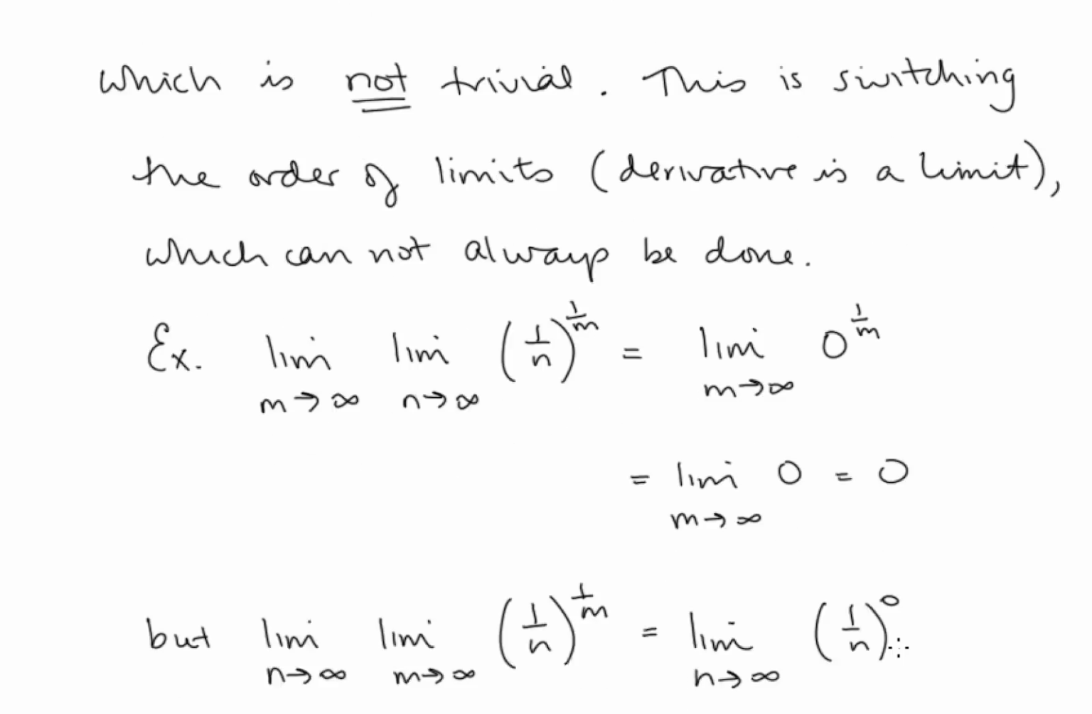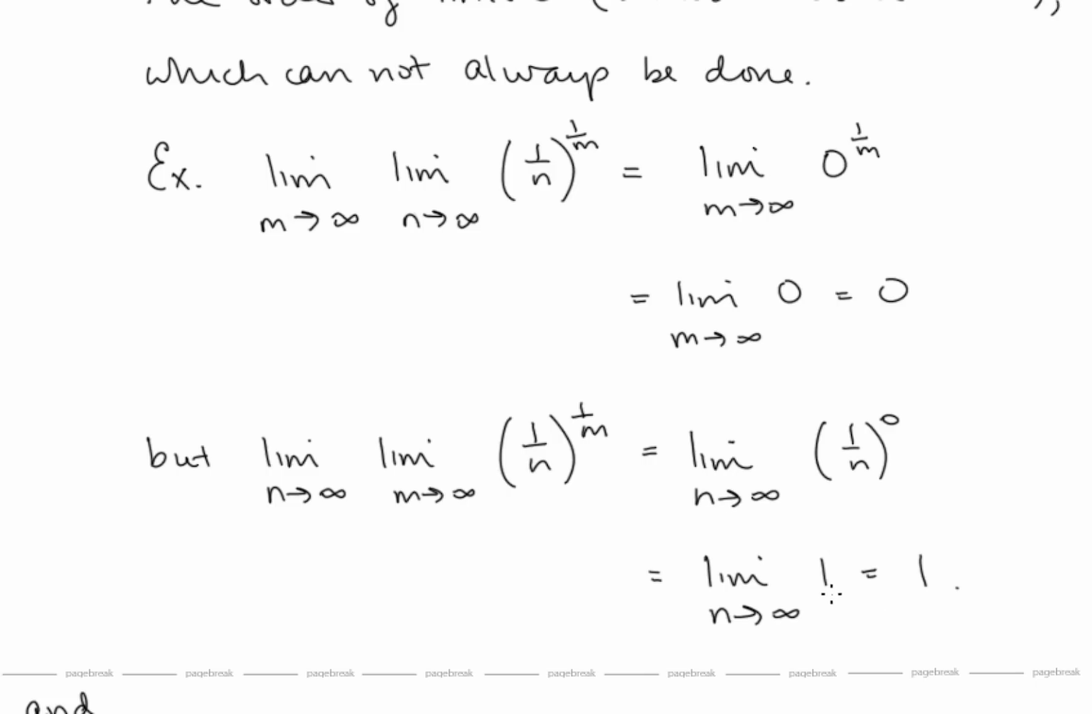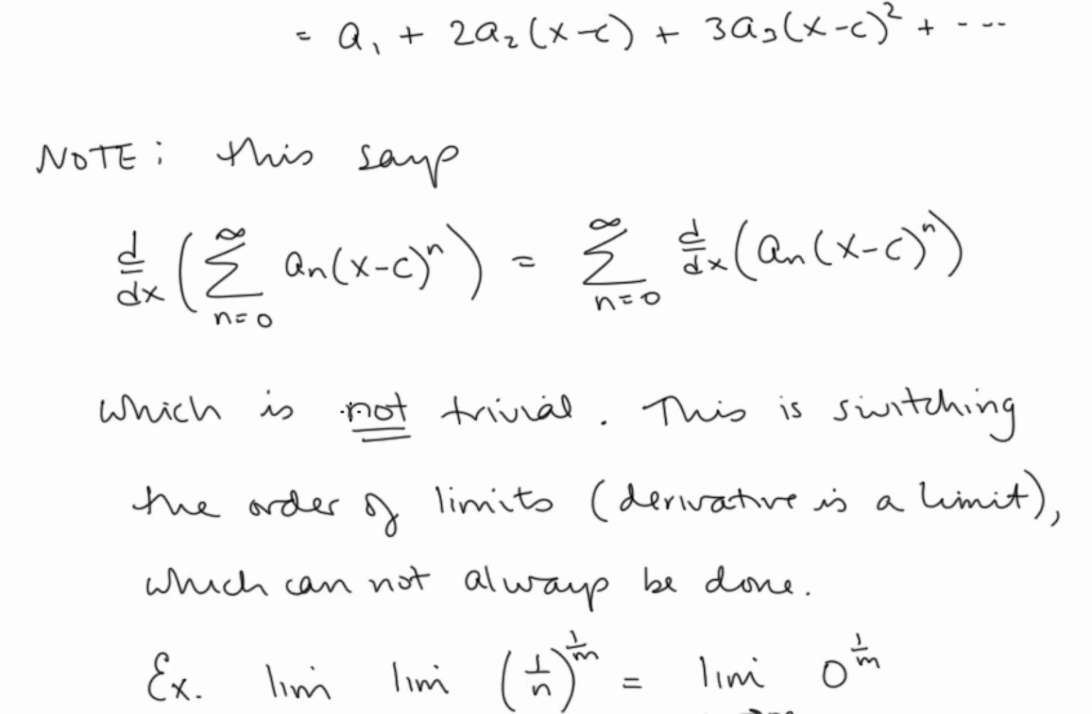But if we switch the order of the limits, first taking the limit on m, then taking the limit on n, we get a different answer. As m goes to infinity, we have a 0 in the exponent. That says for every fixed n value, we're looking at (1/n) to the 0 power. Well, that's going to be 1 for any fixed n value. Then we're taking the limit as n goes to infinity of a sequence of 1s. That's just going to be 1. So here we have two different values by switching the order of the limits.